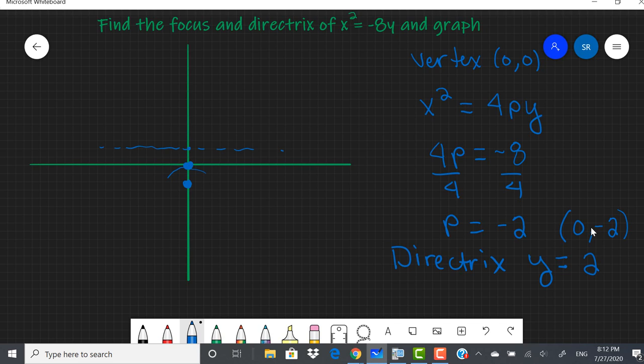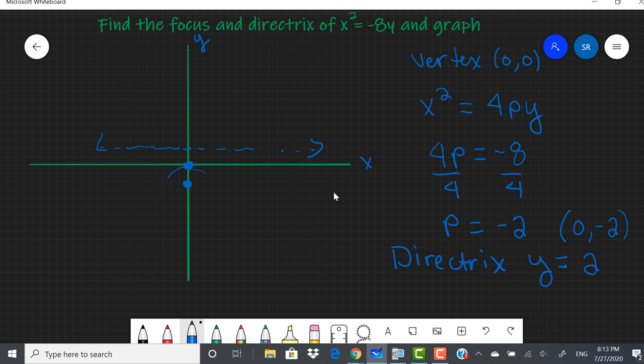And our directrix is always a line, and it will always be parallel to whatever value is being squared. So, you know, we always know x is here, y is here. Since my x is being squared, my directrix will be parallel to the x-axis somewhere along here.